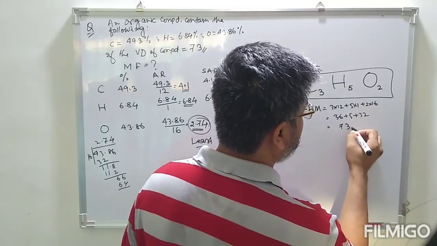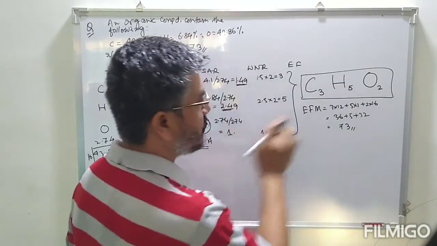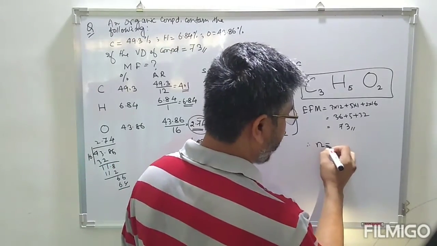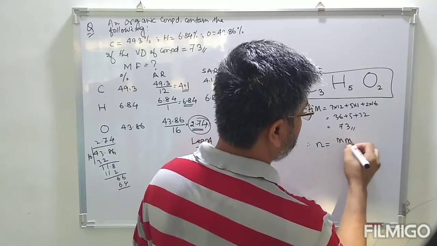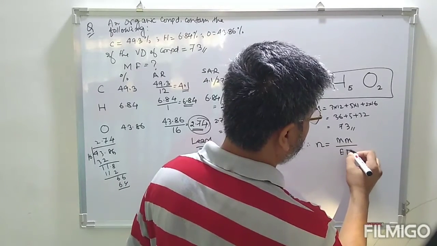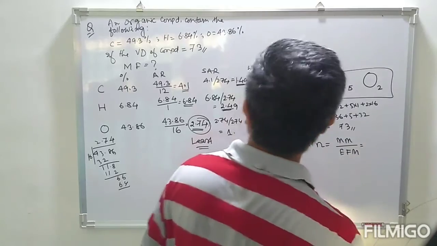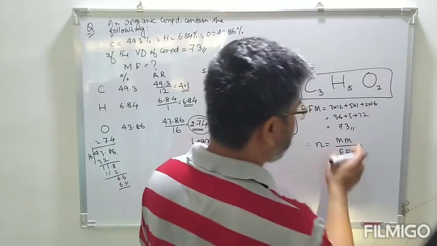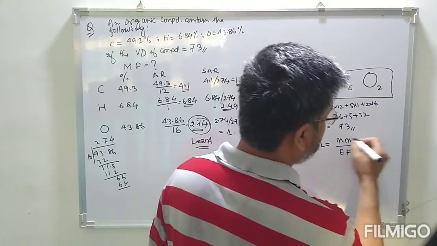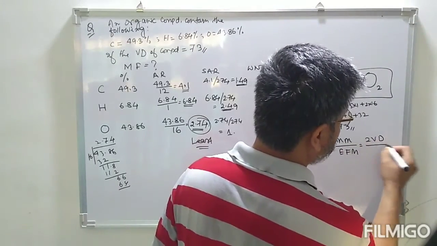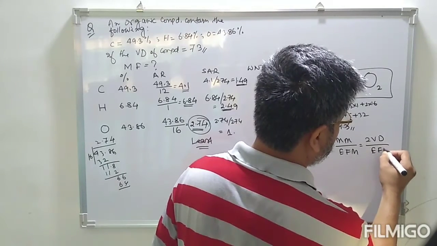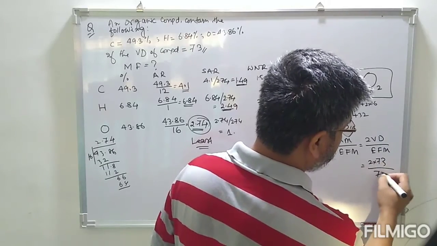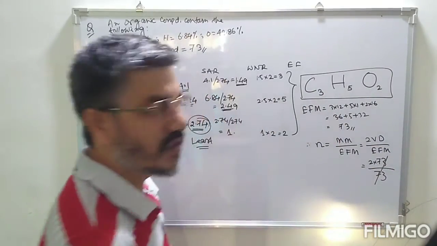So this is 73. This is empirical formula mass. Therefore, the value of n is molecular mass divided by empirical formula mass. Molecular mass, look at this question, is given as vapor density. So vapor density is to be converted into molecular mass. We have discussed earlier, molecular mass is 2 times vapor density. So therefore, 2 into 73 divided by 73. So the value of n is 2.